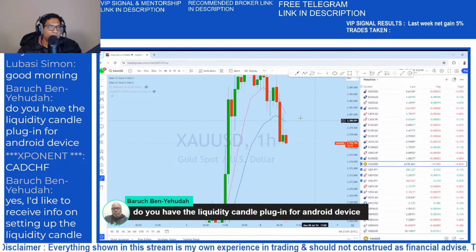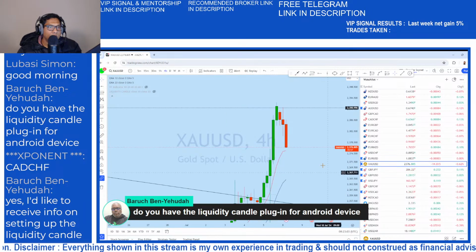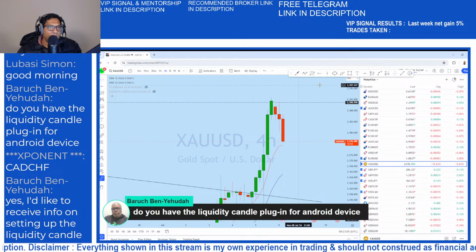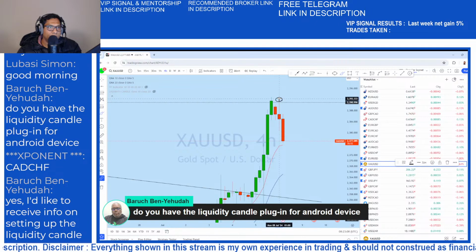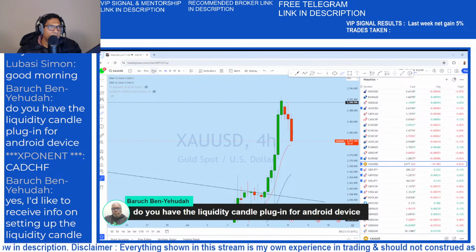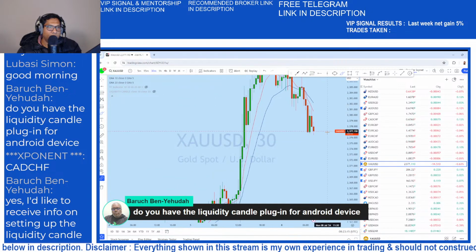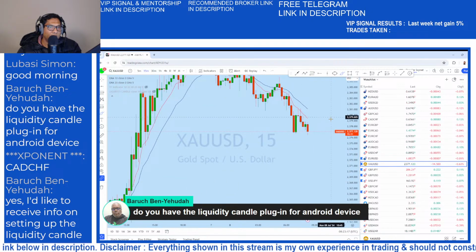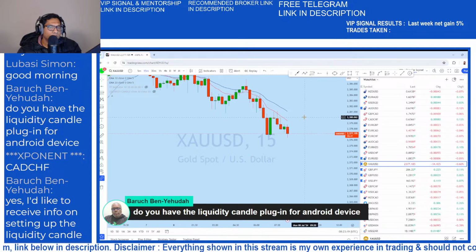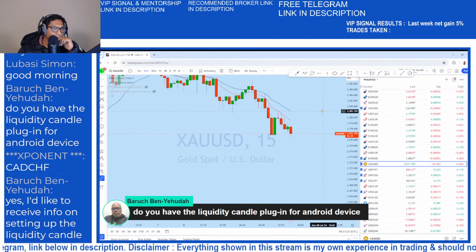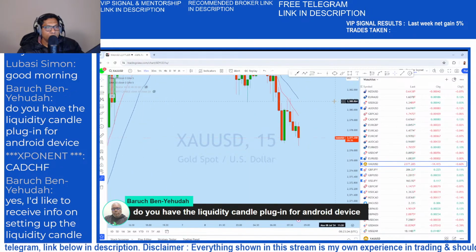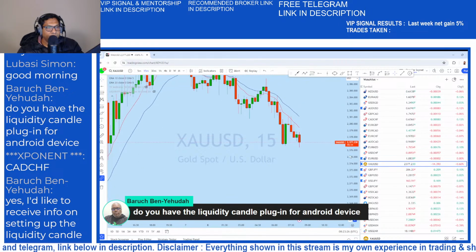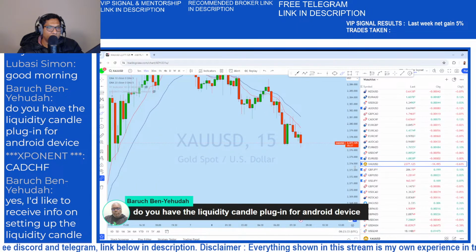Okay, now look at gold: a liquidity candle with a doji, a massive liquidity candle, a breakdown. So here, going to the 15 minutes chart again. Okay, here is what we can see: massive liquidity candle formation.